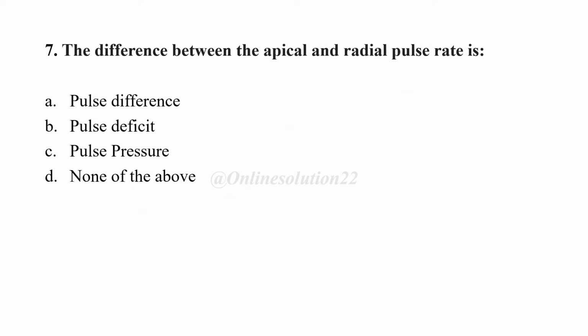Question number 7. The difference between the apical and the radial pulse is option A, pulse difference, option B, pulse deficit, option C, pulse pressure, option D, none of the above. The correct option is option B, that is pulse deficit. It is when the apical pulse doesn't match the radial pulse, like the apical pulse may be more and the radial pulse is less, like in the case of atrial fibrillation. So that situation is called a pulse deficit.